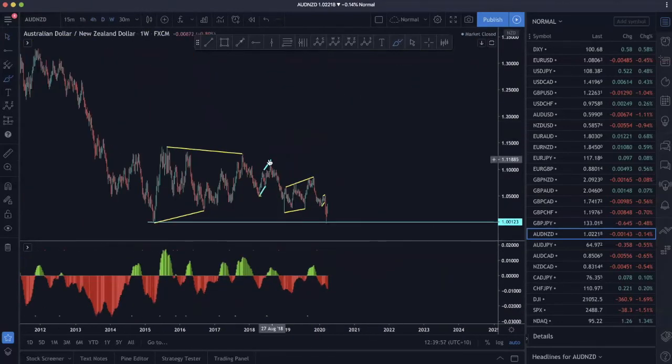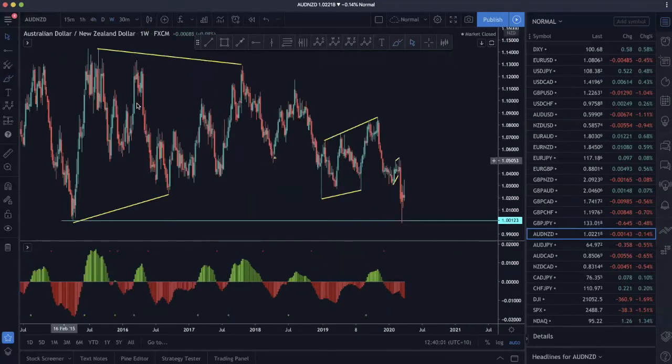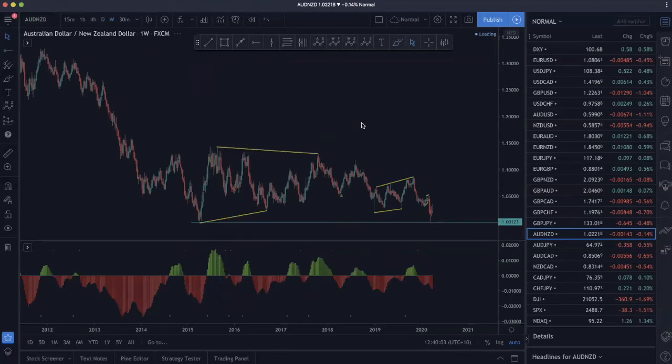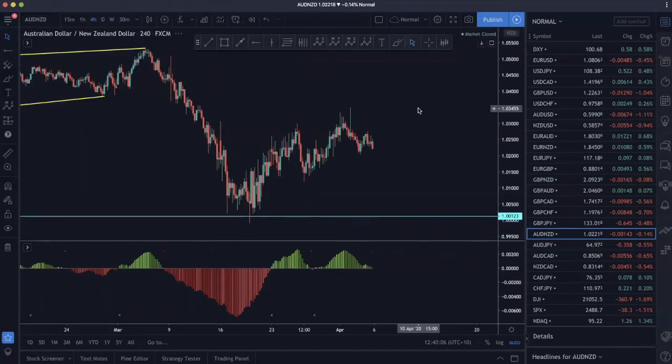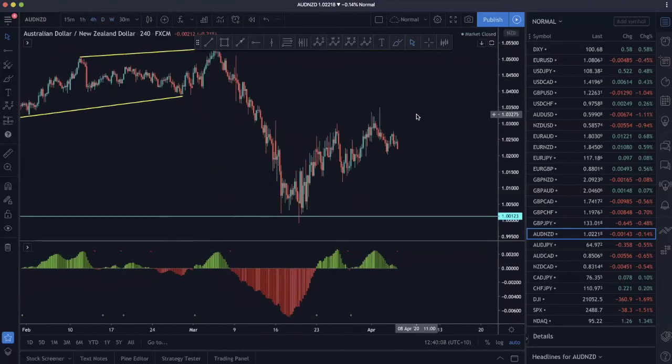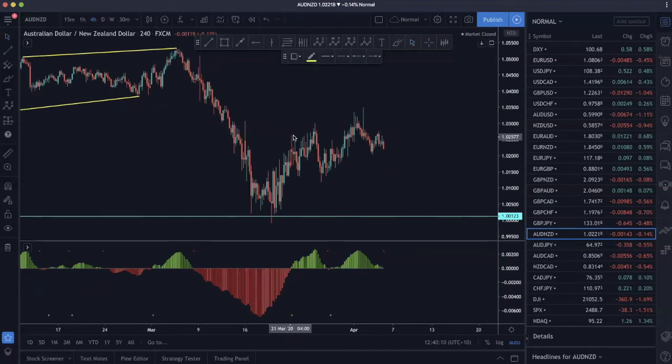Okay, Aussie New Zealand. Corrections, moving down. Looks like we're in an impulse to the downside. I go here, I go here.